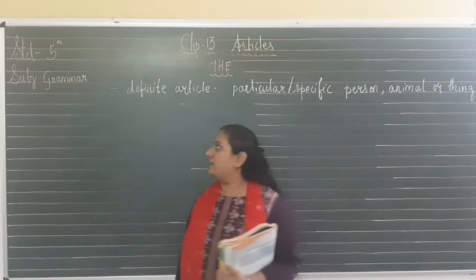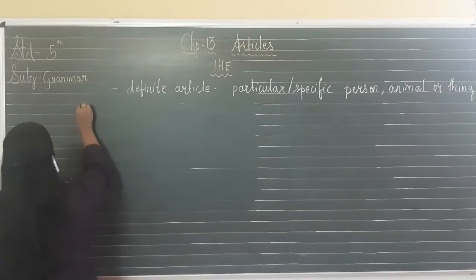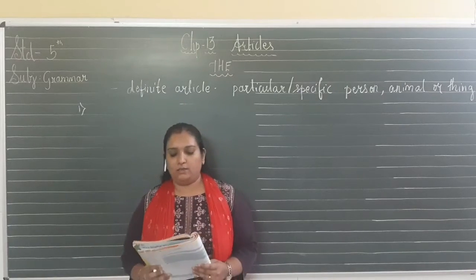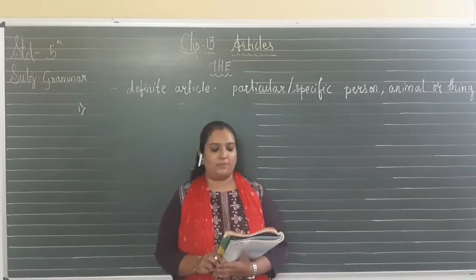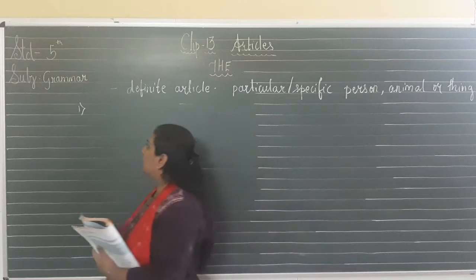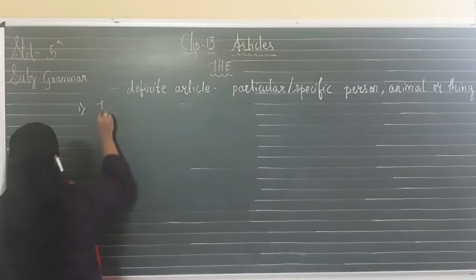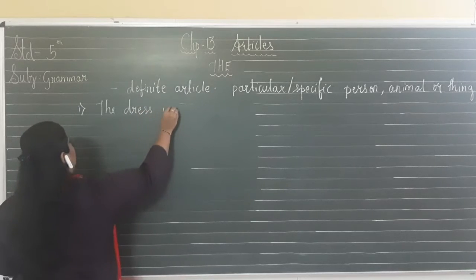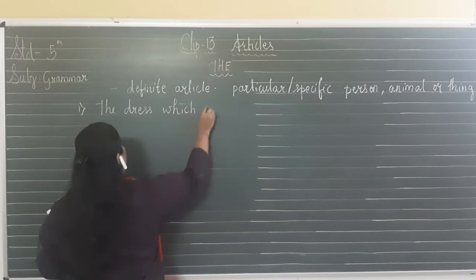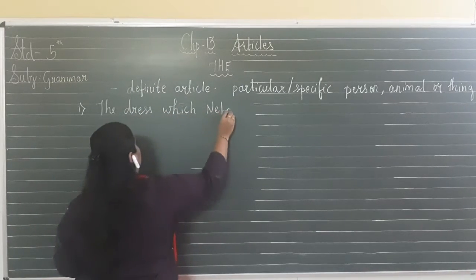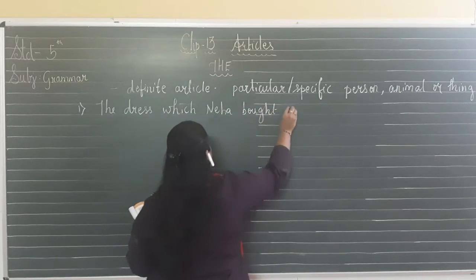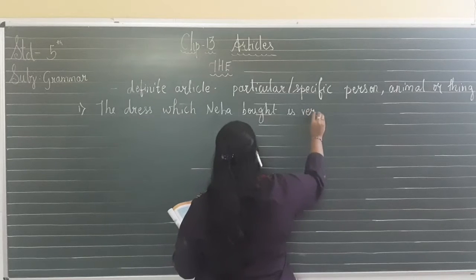The first one is, where do we use article the? We use article the before a noun that refers to something specific. For example, if I say, the dress which Neha bought is very colorful.